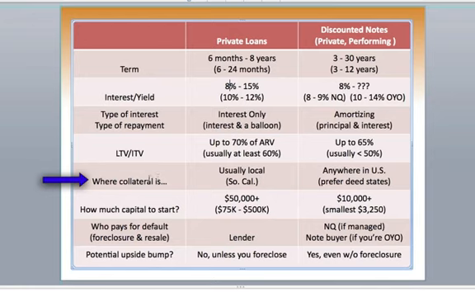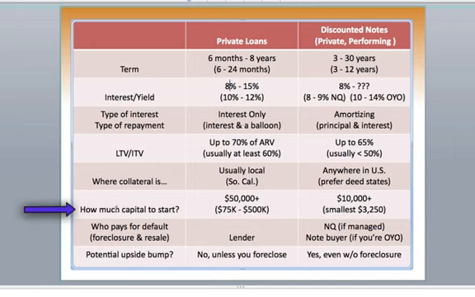Where the collateral is. For private loans, usually they're pretty local, okay, because you have to have a broker's license in the state where you're putting the deals together. So for me, if I do a private loan, it's got to be in California, and usually it's Southern California, where if I had to, which I usually do, always go drive to the collateral and look at it myself, okay? So usually they're local, usually California only, whereas discounted notes, for me, I'll go anywhere in the U.S. that the numbers make sense. But I prefer deed states because the foreclosure process is usually quicker and easier and cheaper and more predictable, okay?